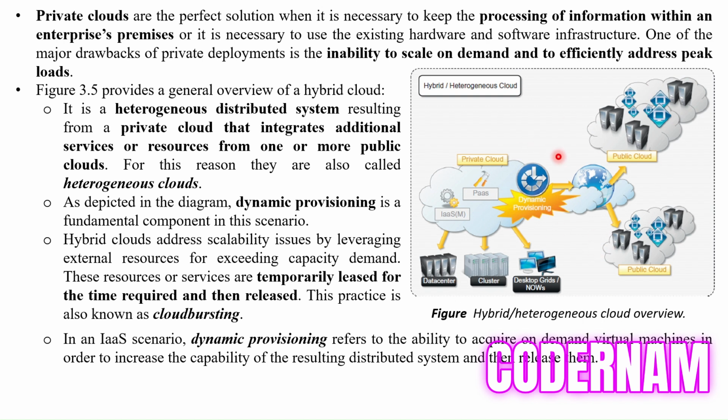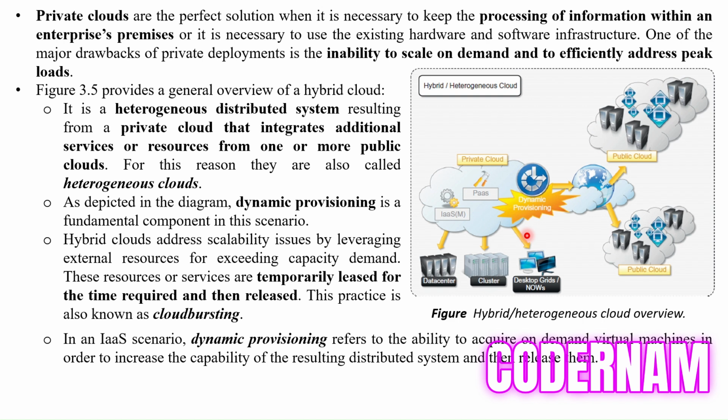Next we have dynamic provisioning in between the private and the public. It is a crucial feature of hybrid clouds where resources are allocated based on the demand. This ensures efficient use of computing power, reducing unnecessary cost while maintaining performance. Organizations can automatically shift workloads between the public and the private cloud environments.